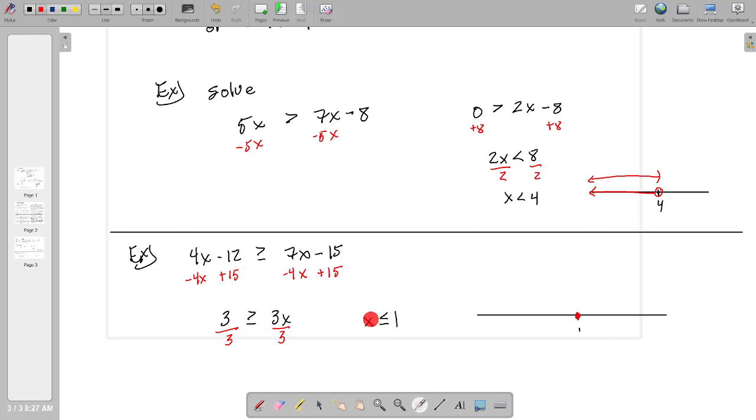Now we're talking about x being less than or equal to 1. So any number on the number line that's less than or equal to 1 will fall within our solution set. So we have all of these numbers. We have a closed circle because we're less than or equal to. If you were to do parentheses or brackets, because we're less than or equal to, you would have a bracket and a line like this.